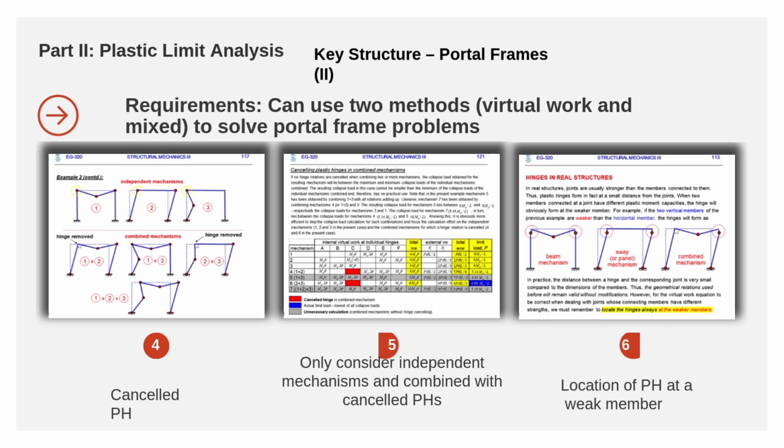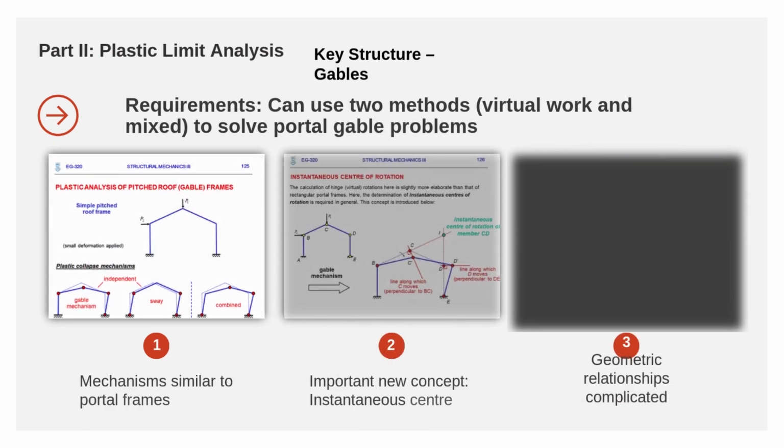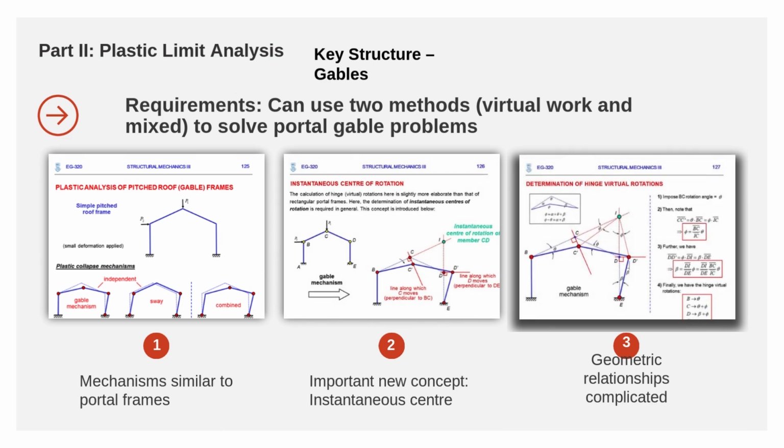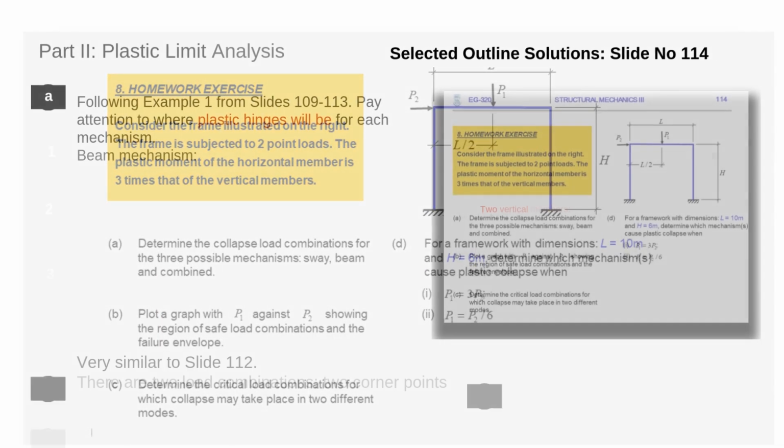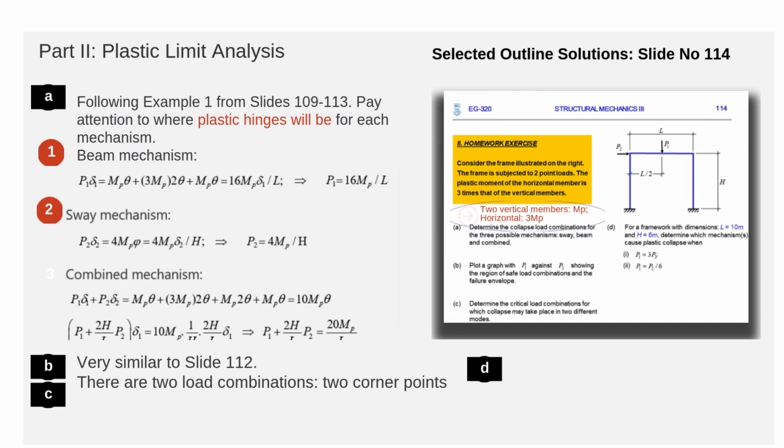Key structure, gables. Requirements, can use two methods, virtual work and mixed, to solve portal gable problems. Mechanism similar to portal frames. Important new concept, instantaneous center. Geometric relationships complicated. Selected outline solutions, slide number 114. A following example 1 from slides 109 to 113. Pay attention to where plastic hinges will be for each mechanism.